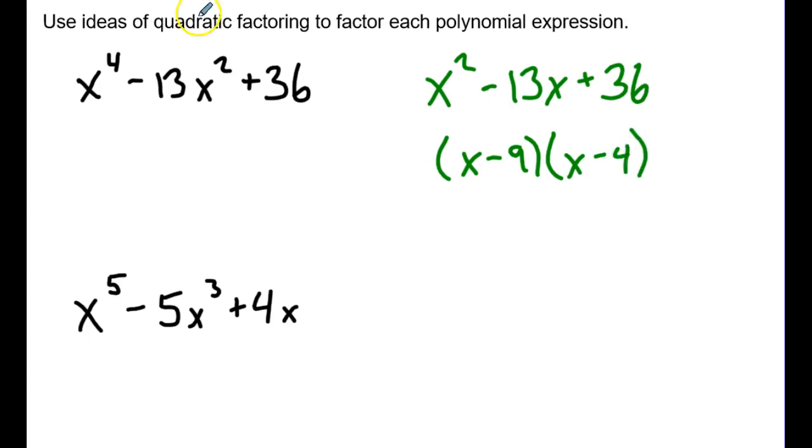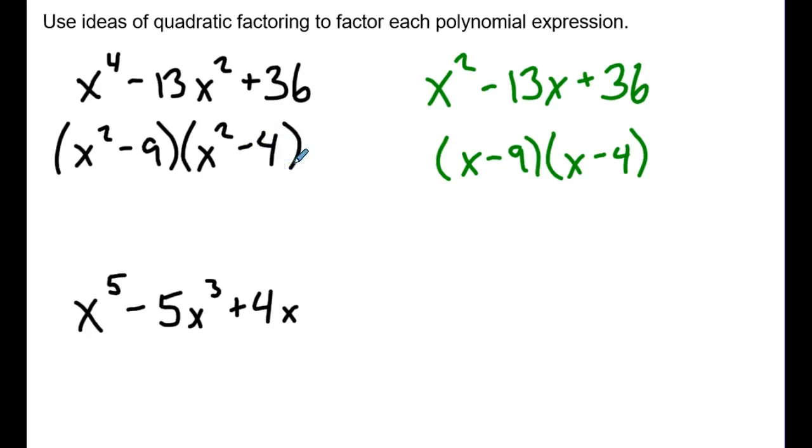So back to our original, we have x to the fourth minus 13x squared plus 36. We are going to treat this the same way, except rather than have x plus or minus a number, we are going to have x squared. This will factor into x squared minus 9 and x squared minus 4.